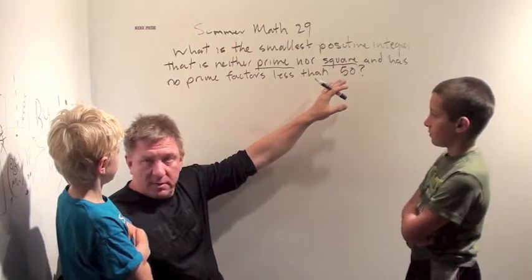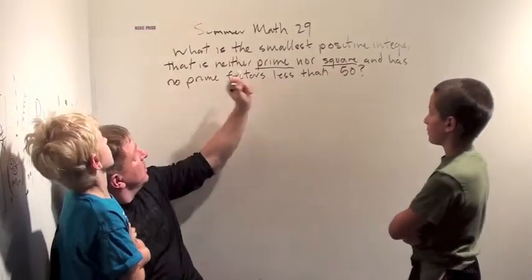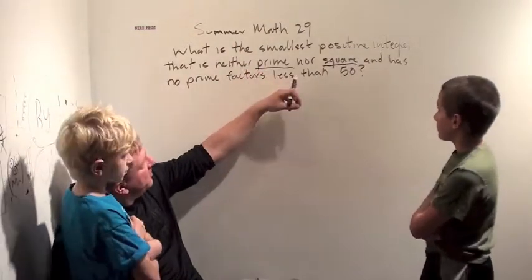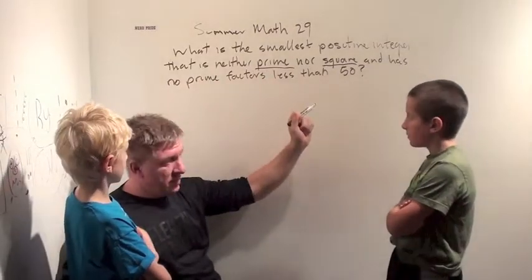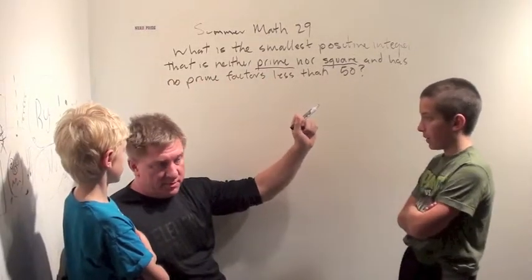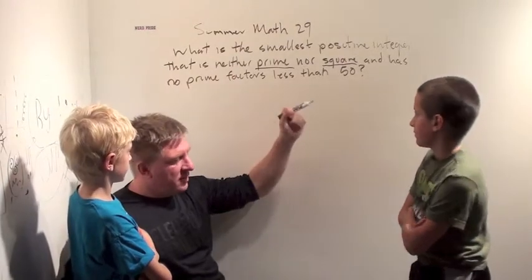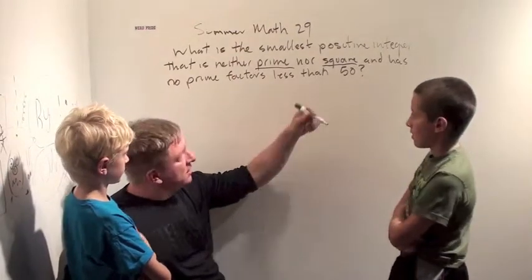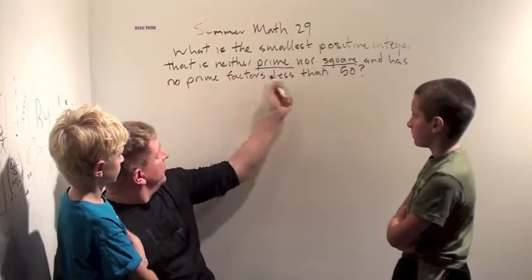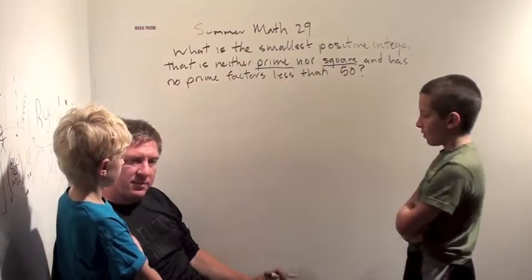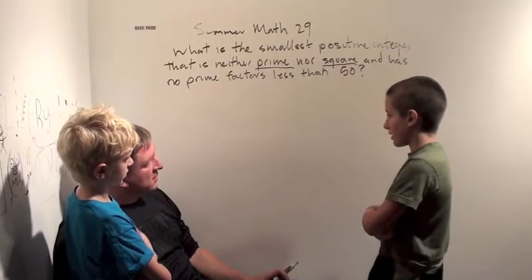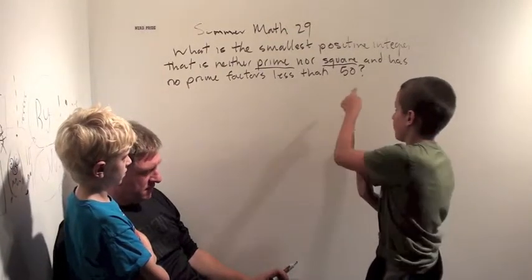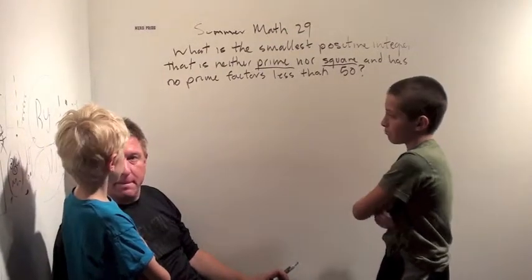So we're trying to find the smallest positive integer that is neither prime, so that means it's got more than 2 factors, because of the 1. So more than one factor bigger than 1. And not a square. And it has no prime factors less than 50. Well, I think the way to do this is you've got to find the smallest primes that are bigger than 50. What do you think about that?